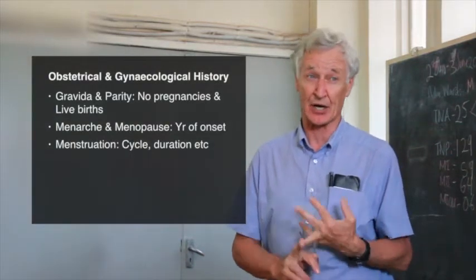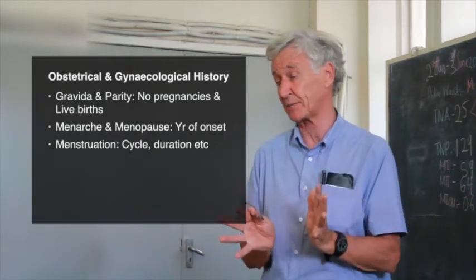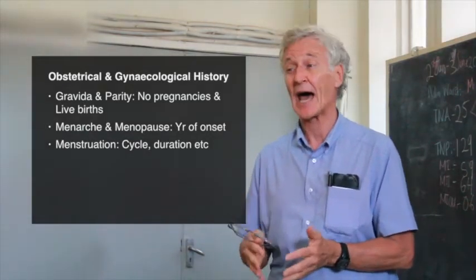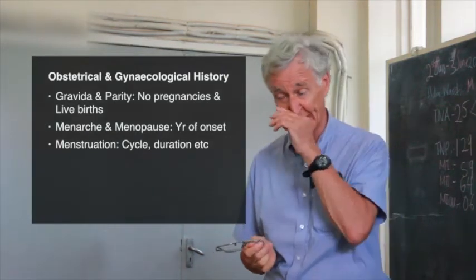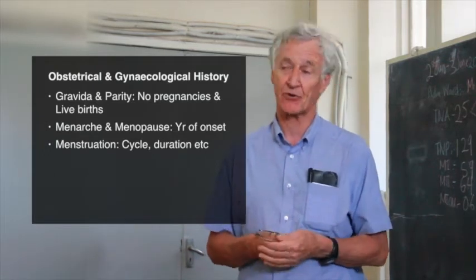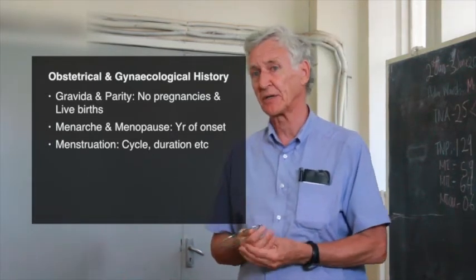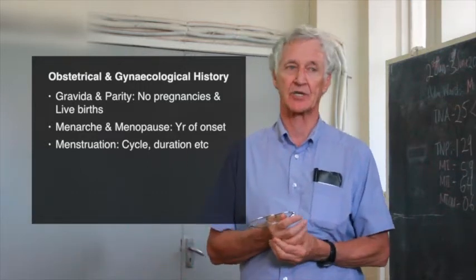So moving on then with what we call the past histories, you have to go through the obstetrical history and the gynecological history. Obstetrics is very simple. How many times has the patient been pregnant, and how many live children there are, or how many live births there were, and how many live children there are now. That's parity, or gravida and parity, respectively.